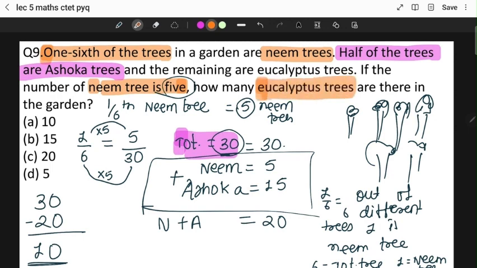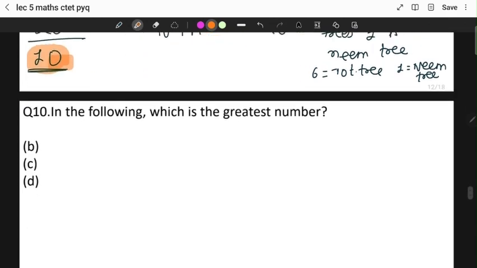So how many eucalyptus trees are there? Total 10. Total trees are 30, out of which 5 are neem trees and 15 are Ashoka. So 30 minus 20 will give me 10, hence 10 is the total number of eucalyptus trees. Moving on to the next question.